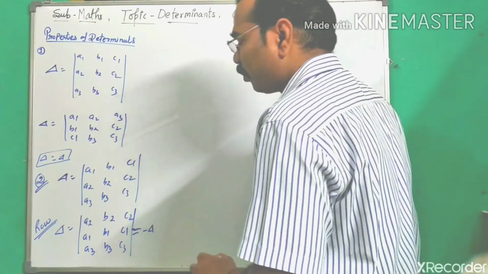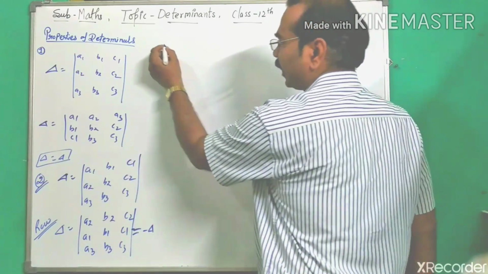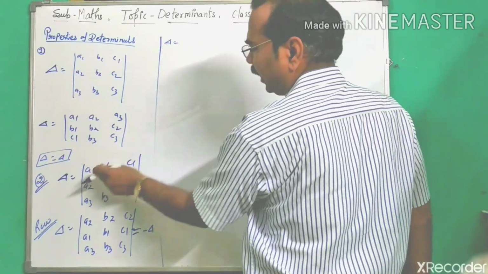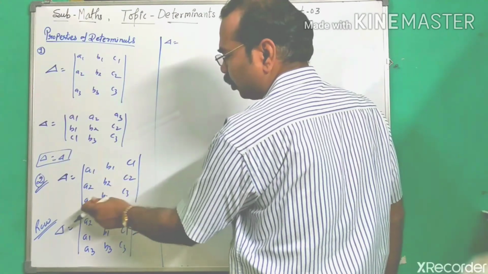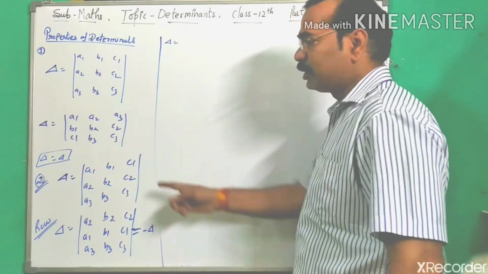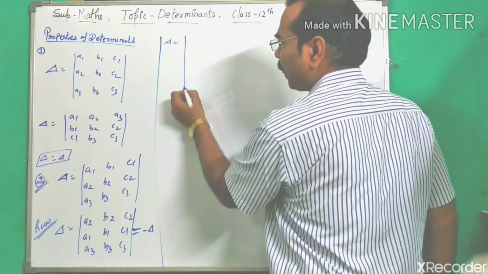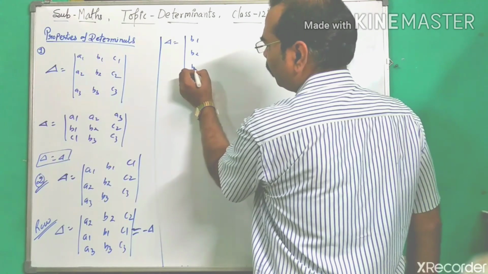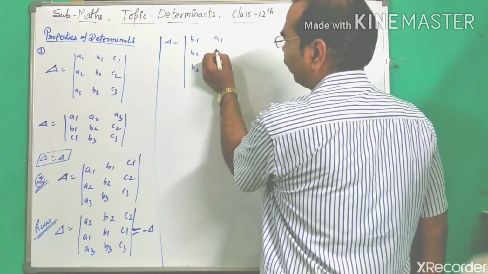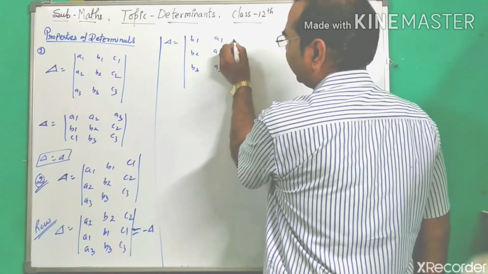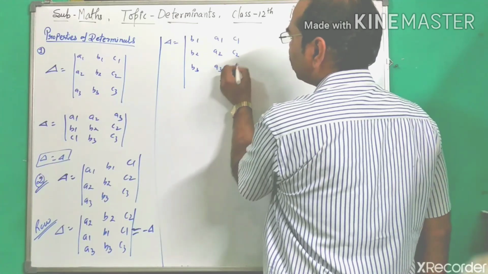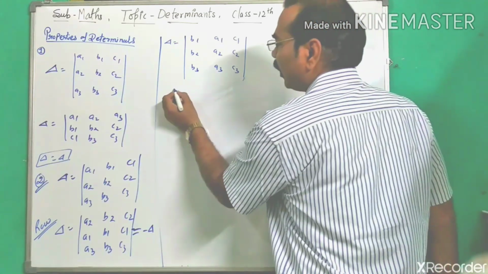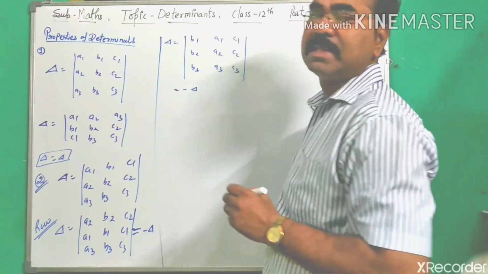Okay, suppose we interchange the columns. The second property is to be continued. Now suppose del is given as A1, B1, C1, A2, B2, C2, A3, B3, C3. Now we interchange the columns. Interchanging the columns gives B1, B2, B3, A1, A2, A3, C1, C2, C3. We have changed the columns. Now we calculate that value. That value comes to minus del.